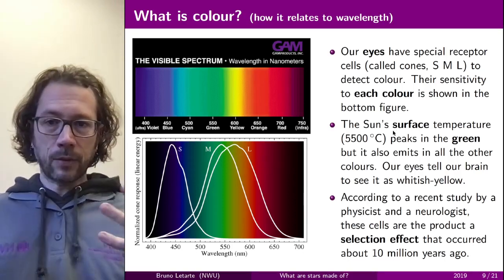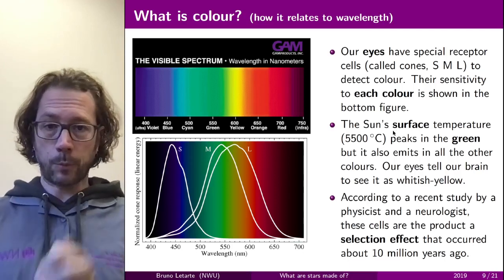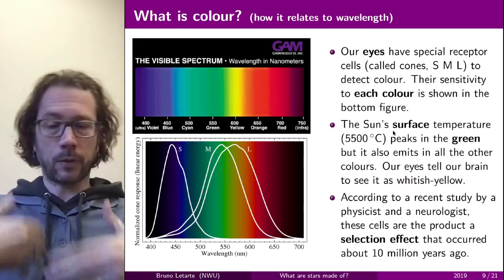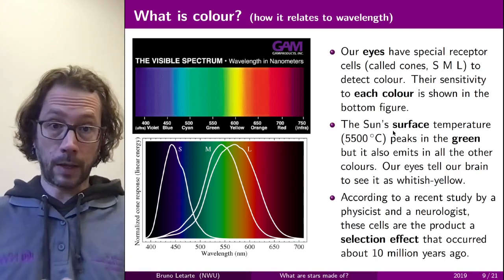But basically, this is what our hardware is. This is different from a camera that we would put at the back of a telescope. It would have its own different properties, its own sensitivity to blue, red, and so on. But our eyes, they are like that.